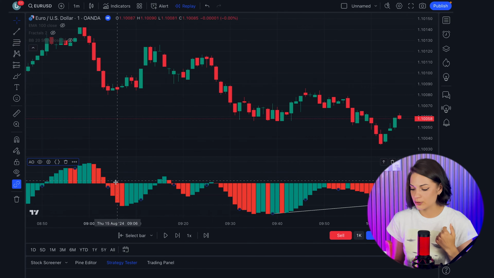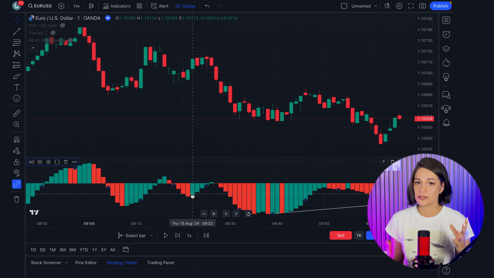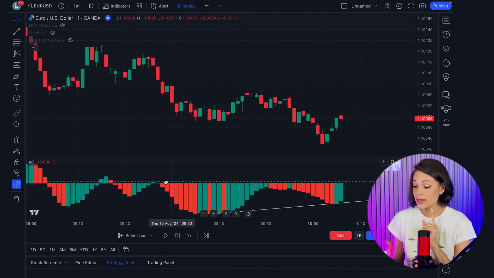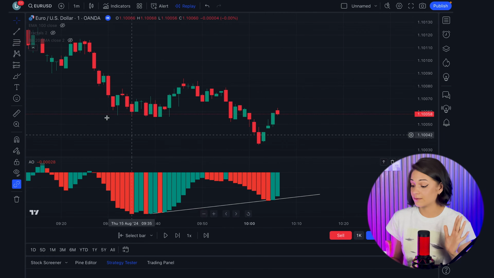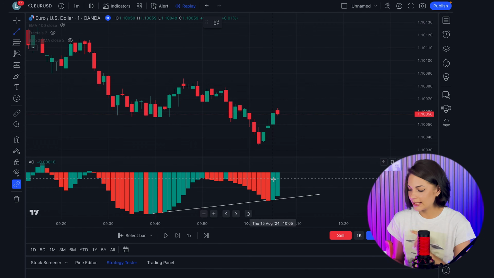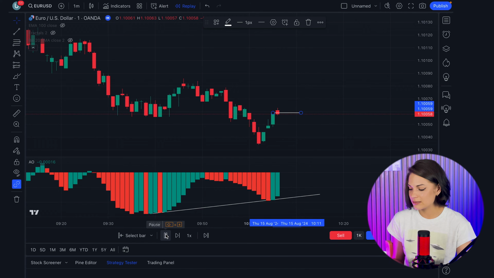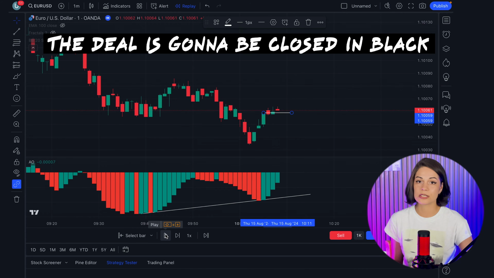For example, right here, you can see this example. That's not going to be a twin pick, even though we have two of them. The price still went above the 0 point, and that setup is nothing for us. In this case, the setup is valid. So from the first green candlestick, we are entering into a deal for an uptrend around right here, and in 3 minutes, let's see what's going to happen, and the deal is going to be closed in black.